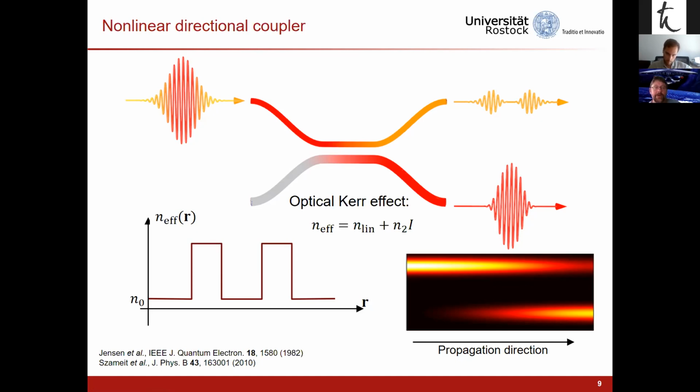It happens only because you launch a high power pulse. If the power would be low, then this would not happen. So it's a self-induced increased hopping. That's the idea of it. So that's the idea of this nonlinear directional coupling.